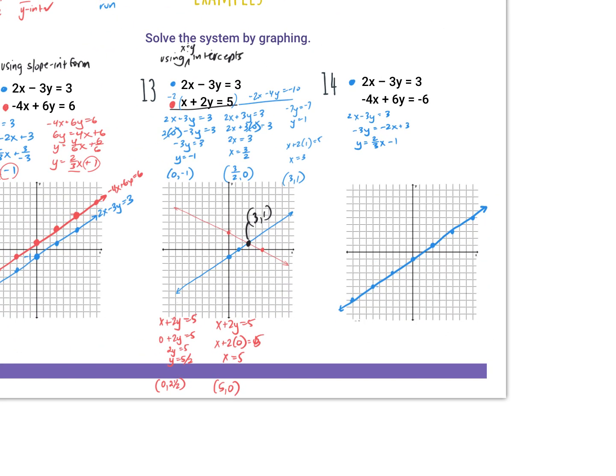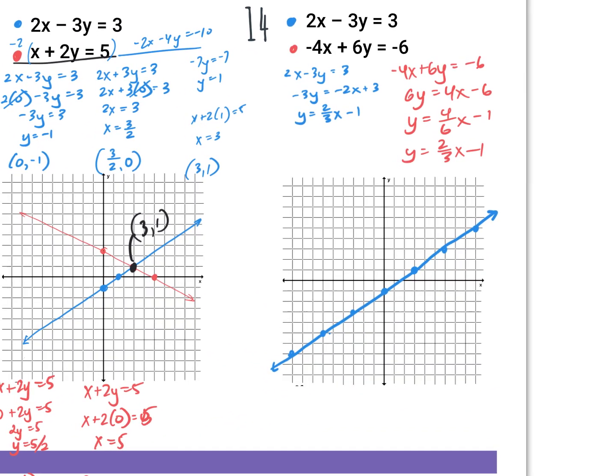And then I go to the last example here, and I'm going to do this one. And I'm going to do -4x plus 6y equals -6. 6y equals 4x minus 6. y equals 4/6 x minus 1. So y equals 2/3 x minus 1.